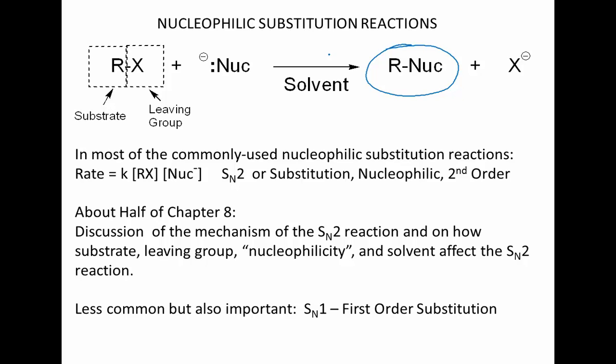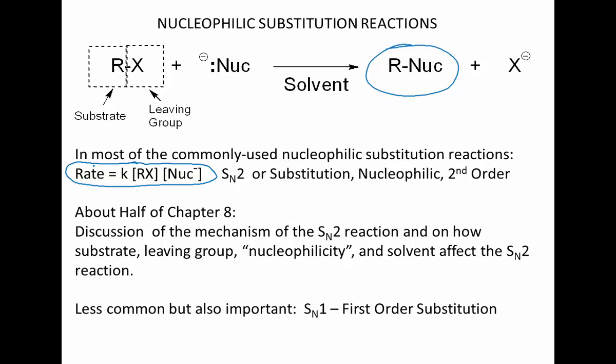All right, so in most of the commonly used nucleophilic substitution reactions, this is the rate equation here. Rate depends on the concentration of the substrate and the nucleophile. This is known as the SN2 reaction, which stands for substitution nucleophilic second order. About half of this chapter is going to be devoted to a discussion of the mechanism for the SN2 reaction and trends in the SN2 reaction, on how the substrate, leaving group, nucleophilicity, and solvent all affect the SN2 reaction.